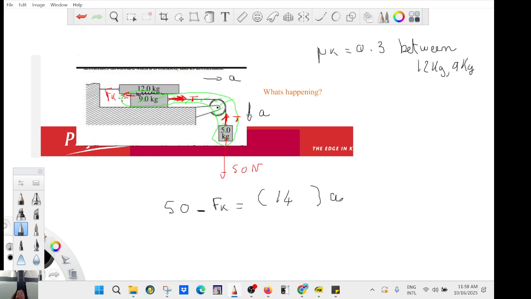Static. No, kinetic because it's moving. Did I say static? No, kinetic. Kinetic is when it's sliding. Static, it doesn't move. And here we know it's moving because there is an acceleration. So it's kinetic. Otherwise, it won't move. It could be static if this one at the top is so heavy that it will stop the other one from sliding. But it's sliding, so it's kinetic. If it slides, it's kinetic. If it doesn't slide, it's static.